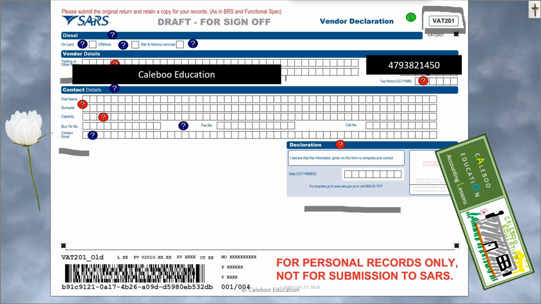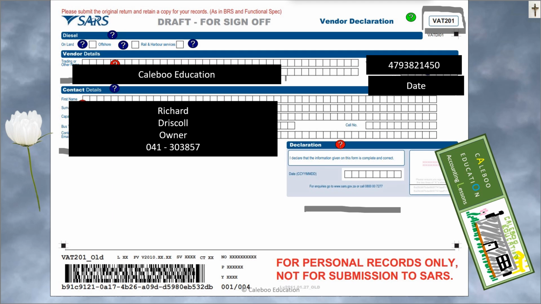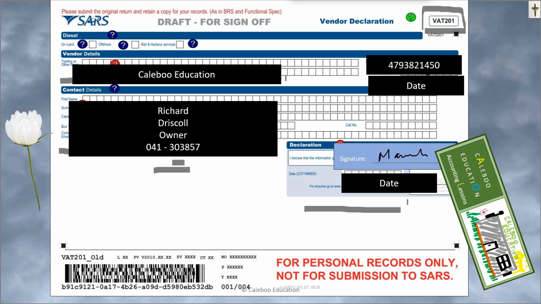Calibre Education, there's the VAT number. I've put my name down as the contact person and the number I can be contacted on. Put in the date, and it's been signed off, declaring that everything on this document is truthful. So that's page 1 of the VAT 201 VAT return forms.